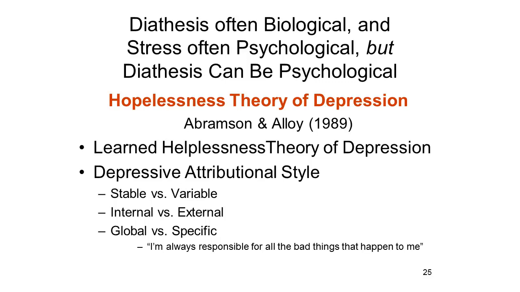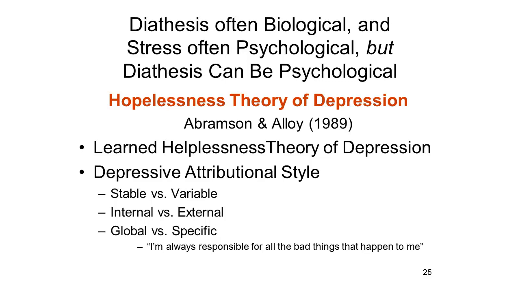Abramson and Alloy proposed that people become depressed when they're exposed to unpredictable and uncontrollable aversive events, but only when they view those events through a particular cognitive lens, only when they tend to explain those events in a particular way. This attributional style they characterized as stable, internal, and global. Some negative thing happens, the person tries to understand why, and he says to himself, it's because of me. I'm always responsible for all the bad things that happen to me. An internal, stable, global attribution concerning negative events. And if you're going to make an attribution like that, you're going to get depressed.